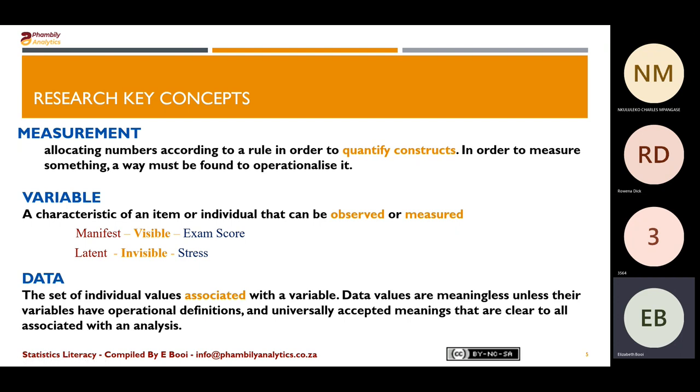What is data? Data are values associated with a variable. So what do I mean by that? Gender is a variable. The value female is data. The value male is data. So a variable and data, usually we use them interchangeably, because a variable contains data values. And these data values are meaningless unless the variables have been operationalized. Especially if you're going to create a new variable, the meaning of those values must be accepted before you can use them as data values.